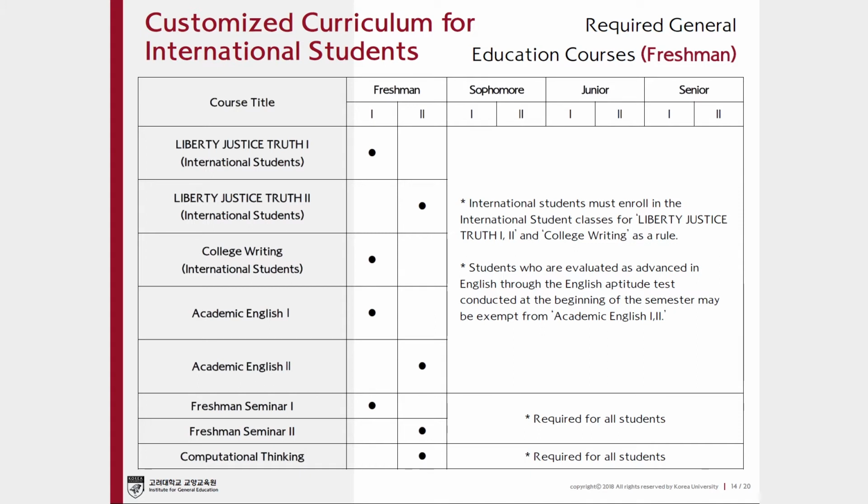And there will be a test for all students to decide a class of academic English, and after this test, students who are evaluated as advanced in English may be exempt from academic English 1-2.